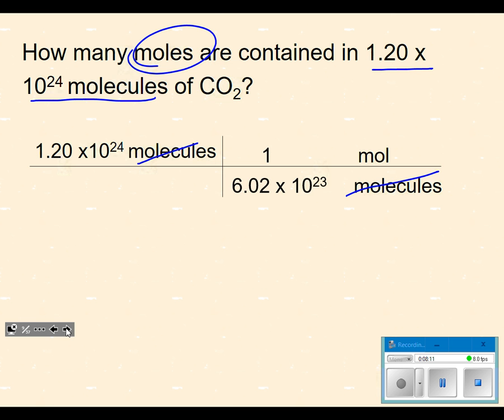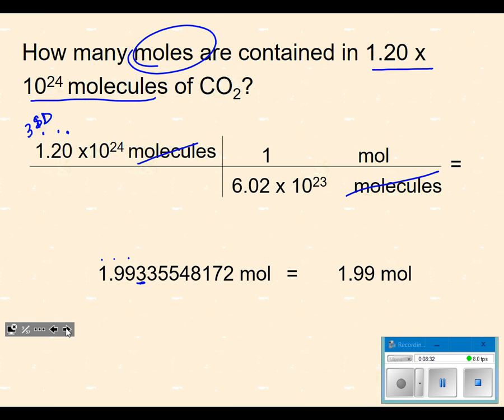We'll just be ending up with moles, and we'll divide since it's on top and bottom. And in your calculator, you end up with this number, but we're only allowed to have 1, 2, 3 significant digits. So we would round this to, we would count 1, 2, 3. This is a 3, so that's not going to round up. So it would be 1.99 moles.